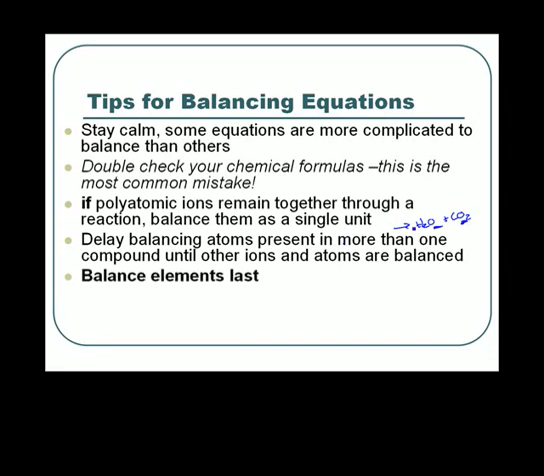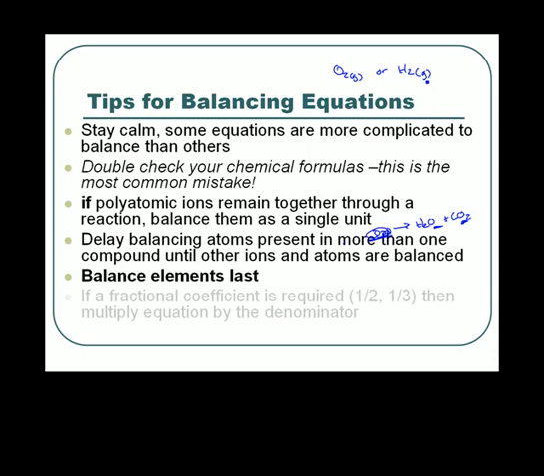Always balance elements in their pure form last, and the same thing with this combustion reaction. Most of the time, we're reacting gaseous O2. Sorry, I'll write it up here. So, when we have things like O2 all by itself, or H2 all by itself, we're usually going to balance those things last because it's just easier. Once everything else is balanced, we can throw whatever number we want in front of those single elements, and it only changes that one element. So it just makes things easier if we balance them last.